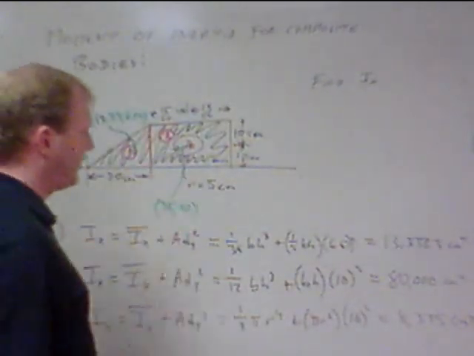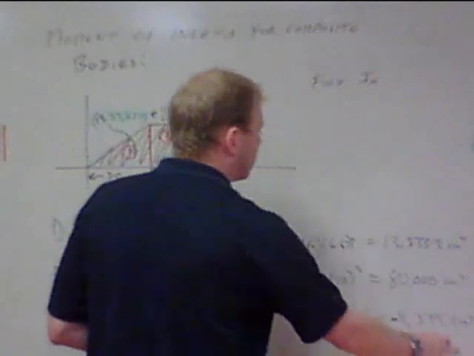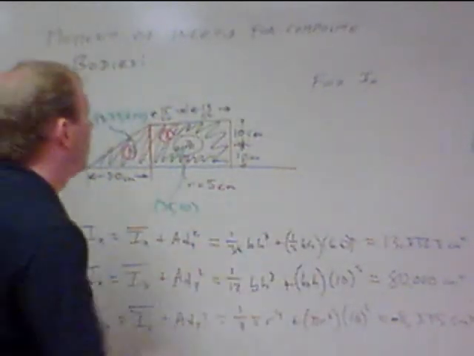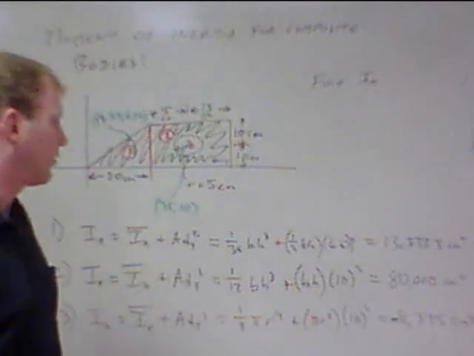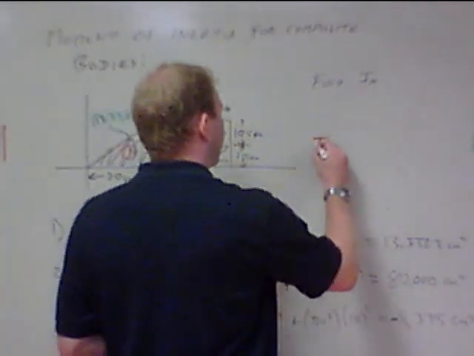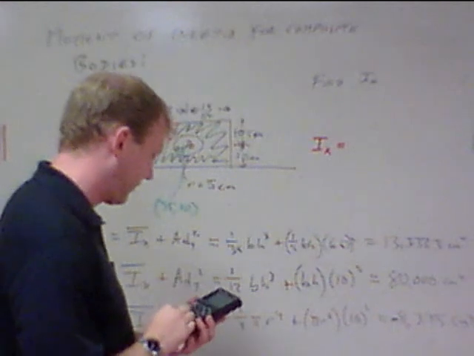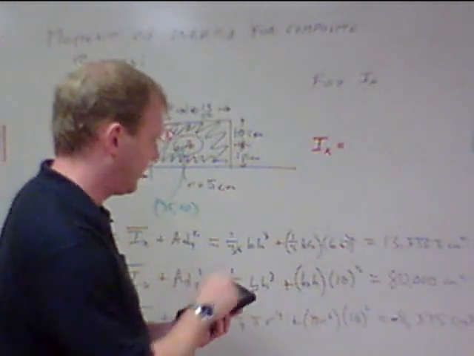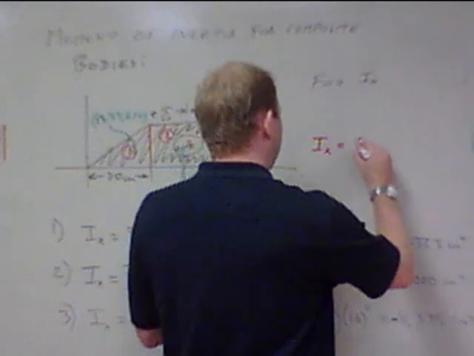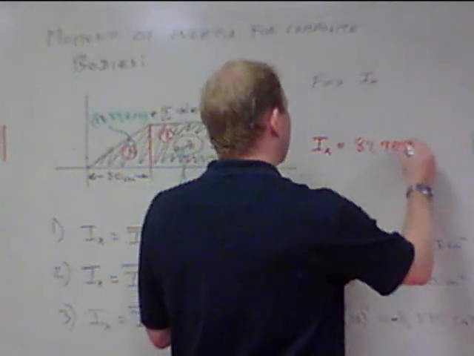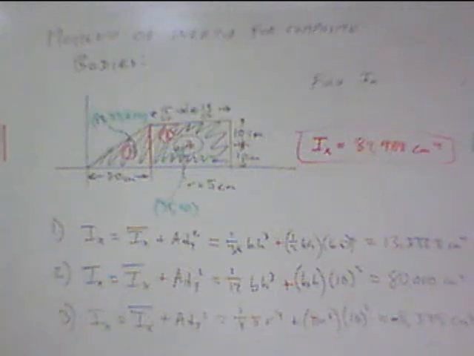But keep in mind that this is the piece that we've removed, so it gets a negative. We're removing that much inertia from the remainder of the object. If this hole weren't in this piece, it would just be the 13,000 plus the 80,000, about 93,300. We do have to subtract this 8,345. Add these three together: 13,333 plus 80,000 minus 8,345. We end up with 84,988 centimeters to the fourth.